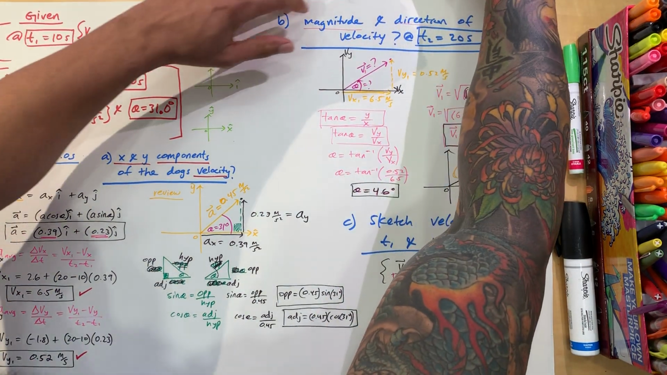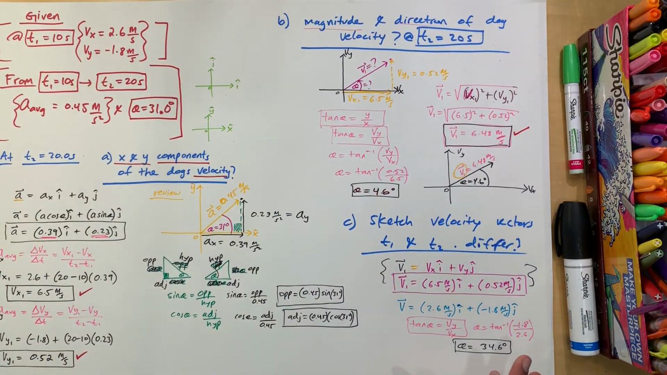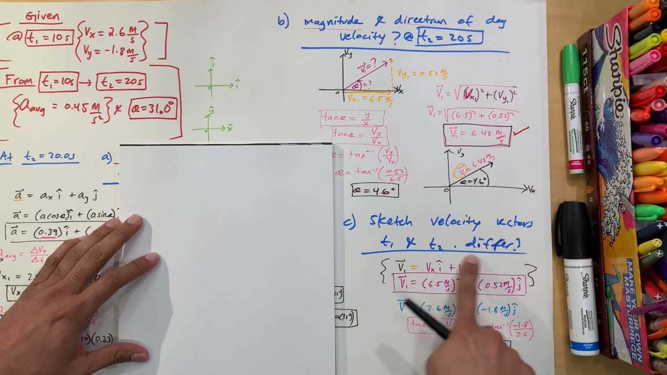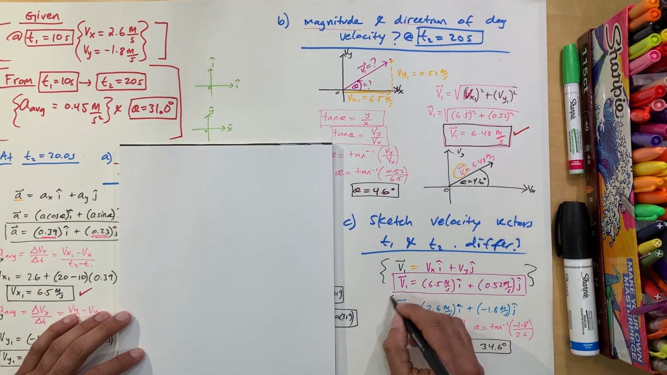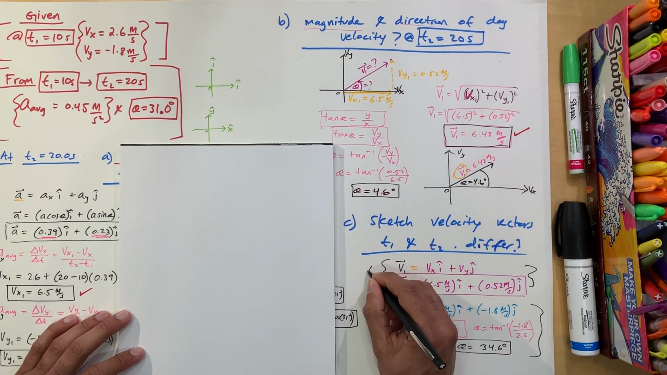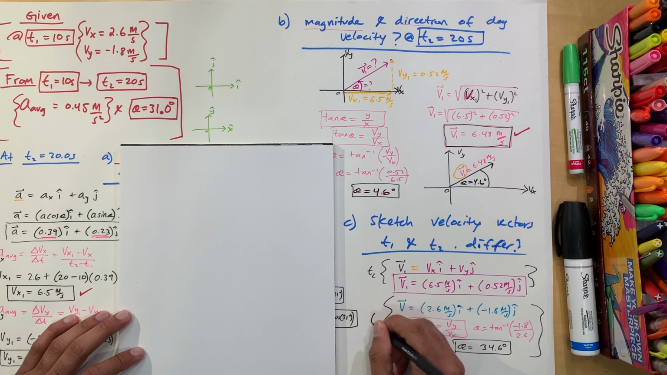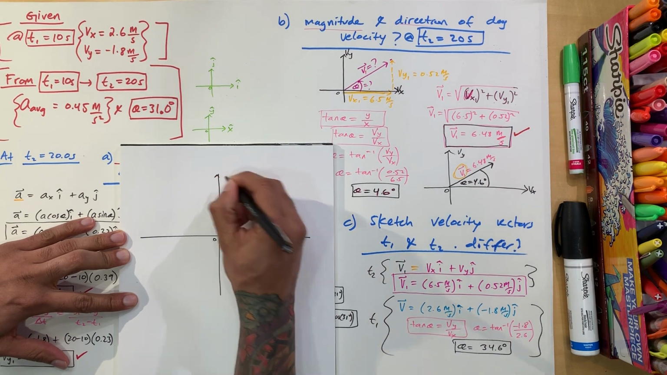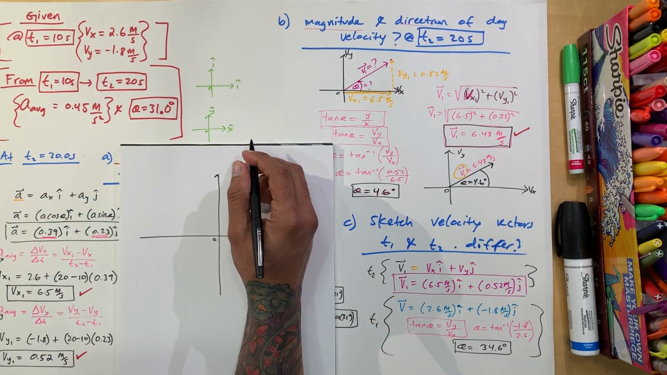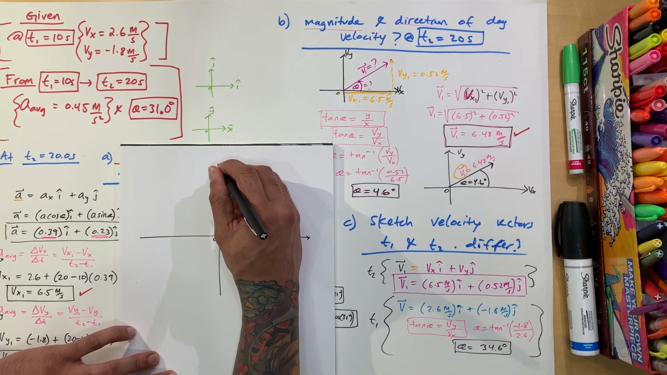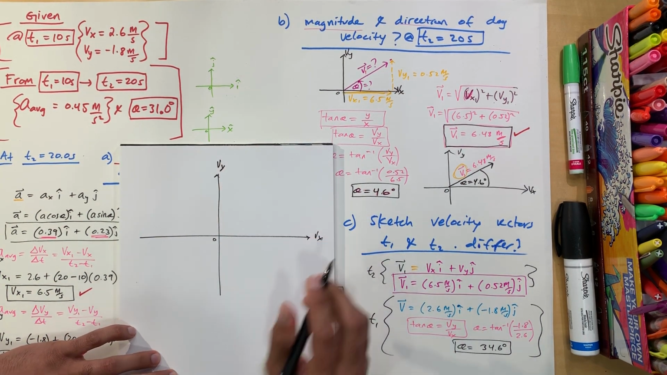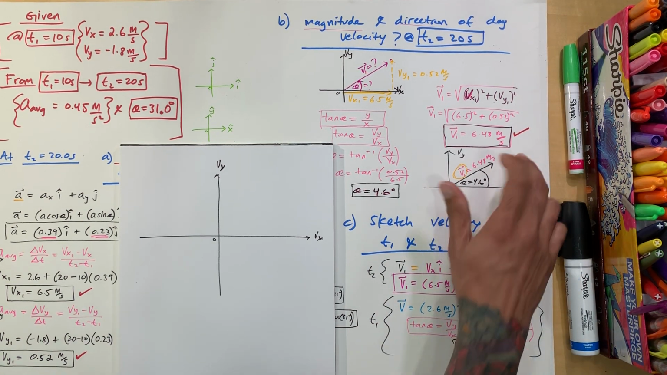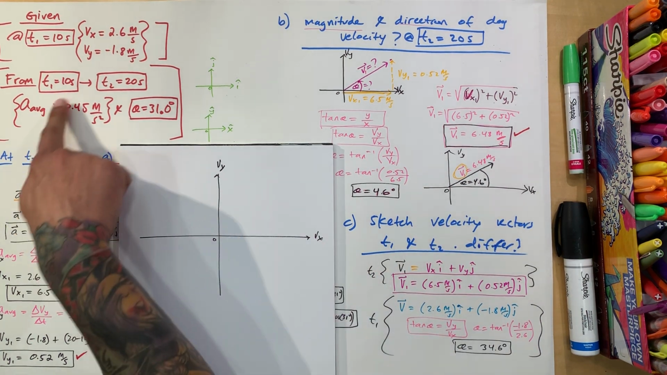Let me get a piece of paper. All right, let me just bring this over here. I'm gonna cover this part up. For the final part, sketch the velocity vectors at T1 and T2. This part is different. Actually, this is T2, this is T1. Okay, so let's put the graph here, and we're gonna put velocity, Vy and Vx. We know that this graph here corresponds to this interval in here.